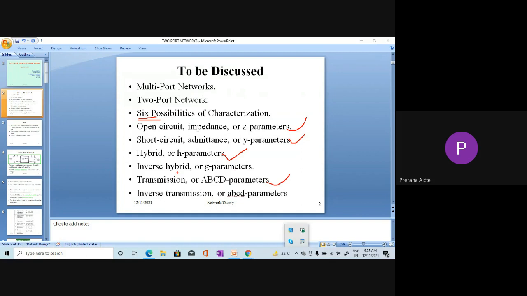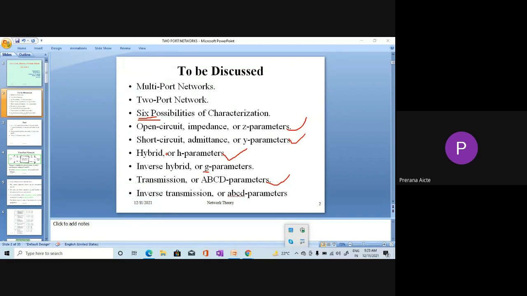The inverse hybrid parameters, another name for which is G parameters, is number 5. And the inverse transmission or ABCD parameters is number 6. The inverse transmission is analogous to the transmission parameters, and the inverse hybrid parameters is analogous to the hybrid parameters. So in total we have 6 parameters for our GATE examination regarding two-port networks.